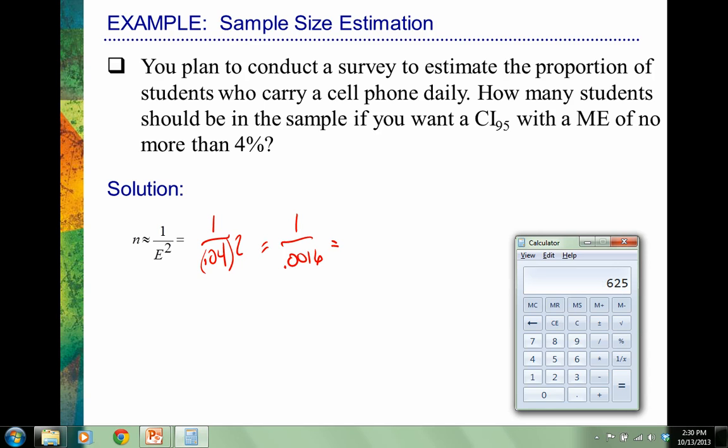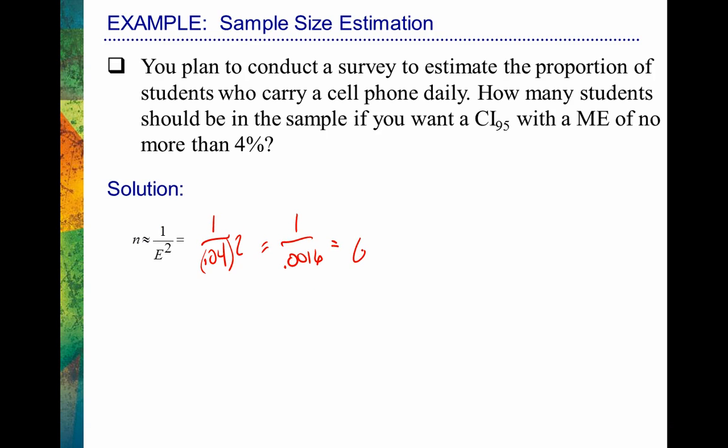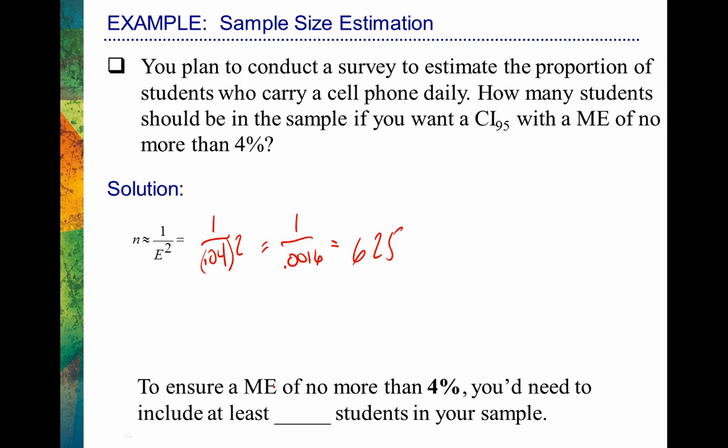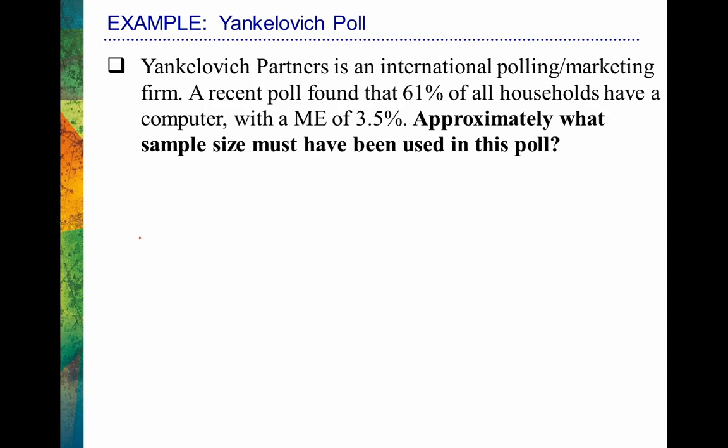That equals 625. So what we've learned here is that to ensure a margin of error no more than 4%, you'd need to include at least 625 students in your sample. You see, this is a really handy formula for determining our sample size given some particular value for margin of error. Let's go through another example.